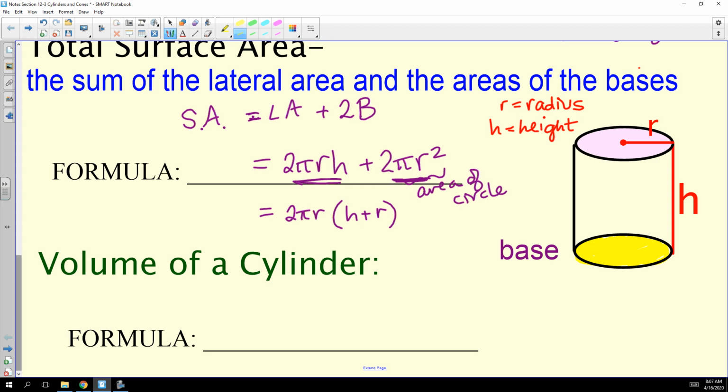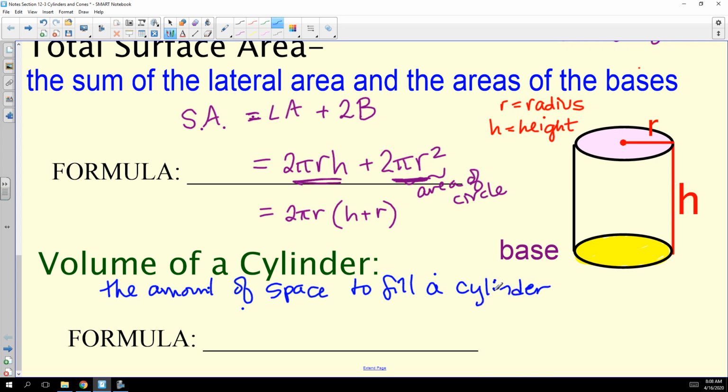Okay, if you want to find the volume of a cylinder, think about filling up that can, right? So we're going to say the volume is the amount of space to fill a cylinder, right?